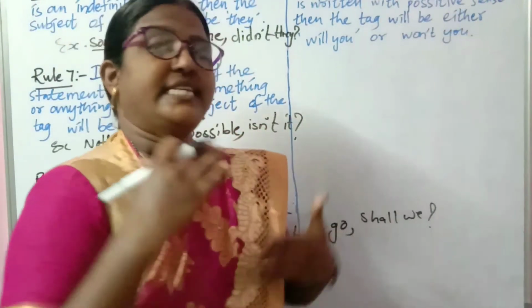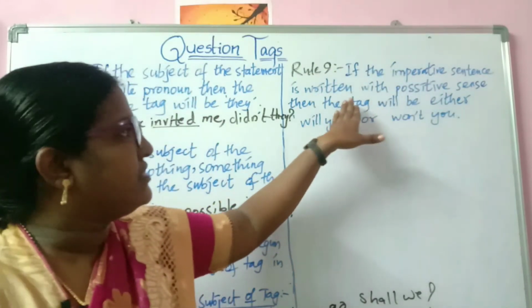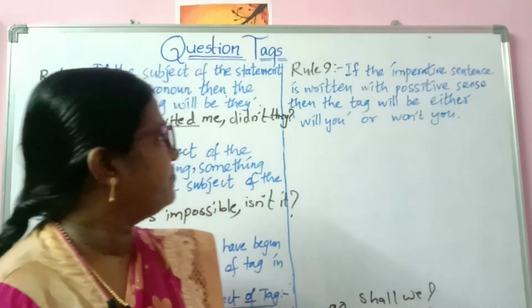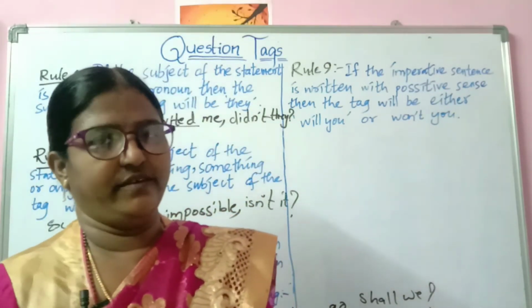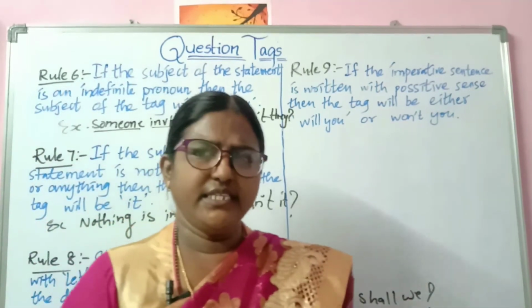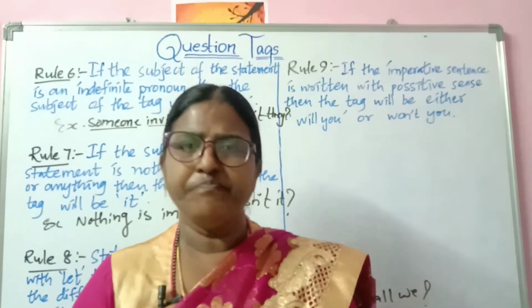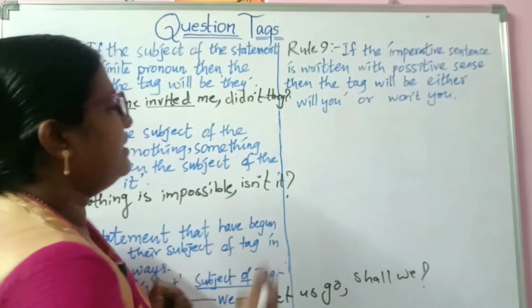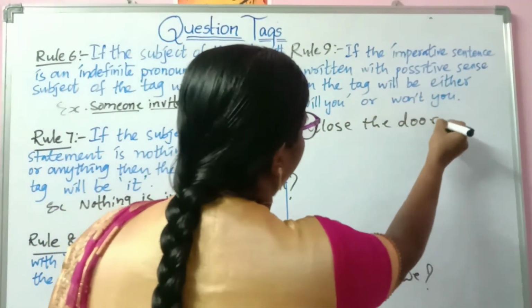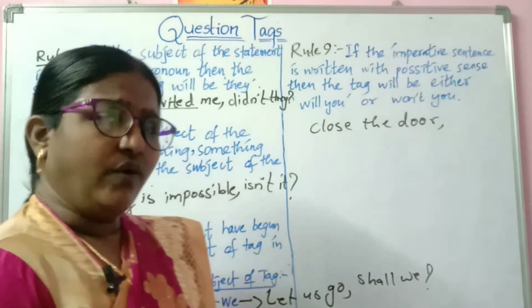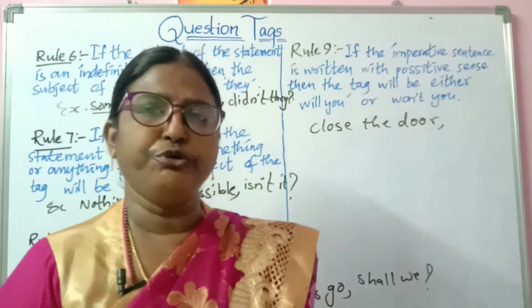If the imperative sentence is written with a positive sense, then the tag will be either positive or negative. What are imperative sentences? Sentences which do not have a subject, which are used for commands and requests, are imperative sentences. For example, close the door. This is an imperative sentence. What is the subject in imperative sentences? We have to take the subject as you.